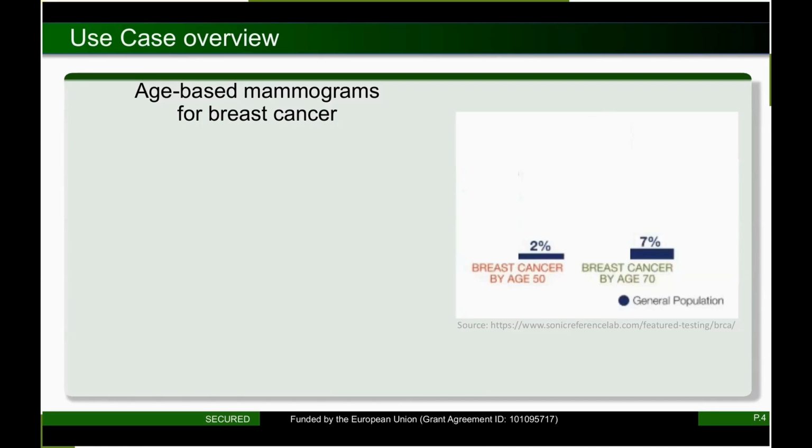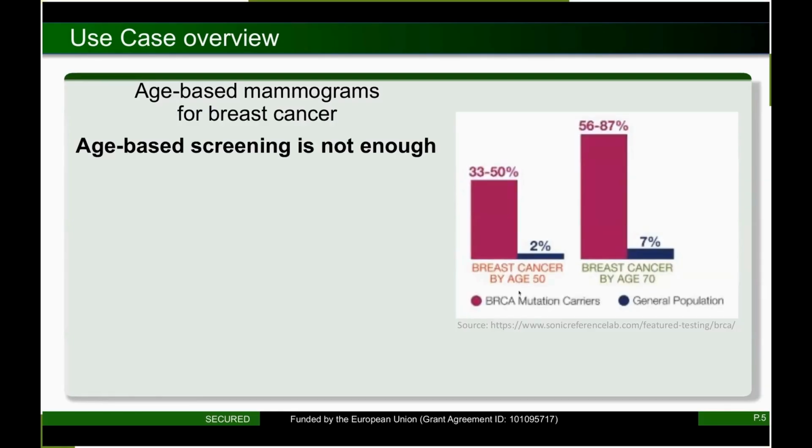This is quite early. However, this is a bit simplified. Age-based screening is not enough, because if we look at this group of people that have a specific mutation, a specific variant that gives them a higher risk of breast cancer, by age 50, already 33 to 50% of these people will have breast cancer. So this means that these people would benefit from earlier screenings than that age.